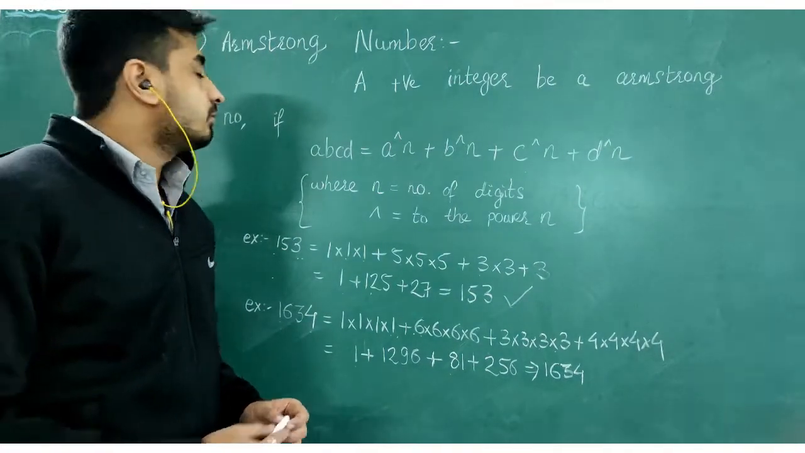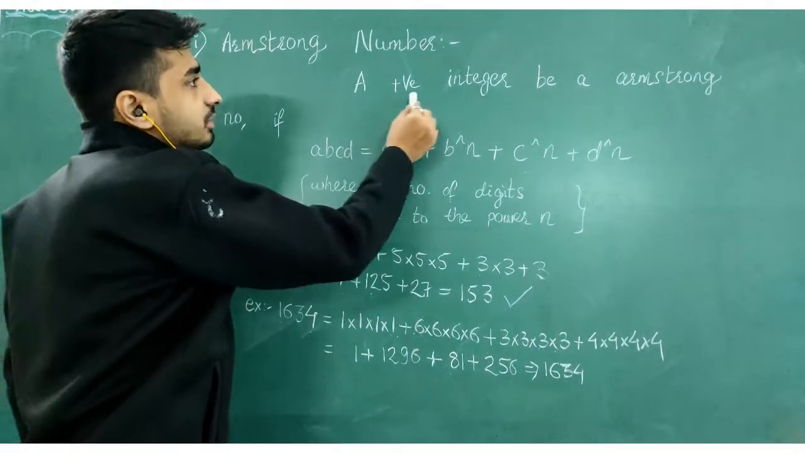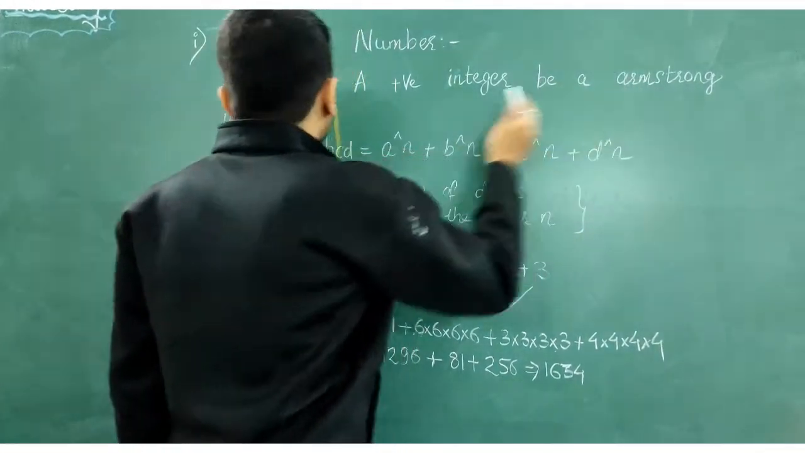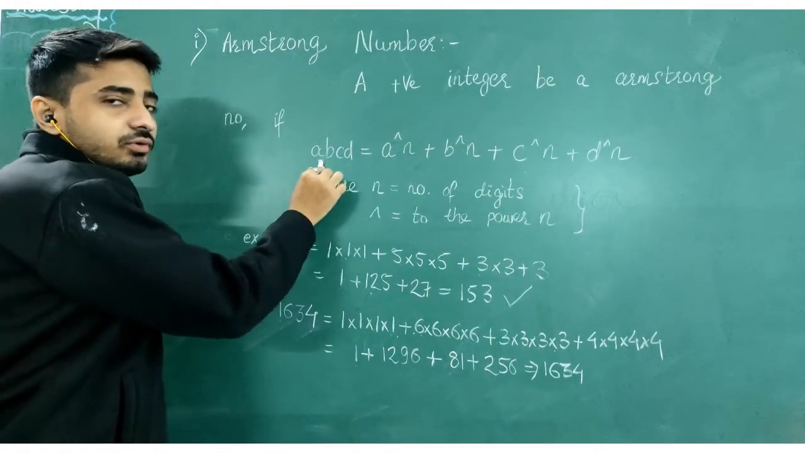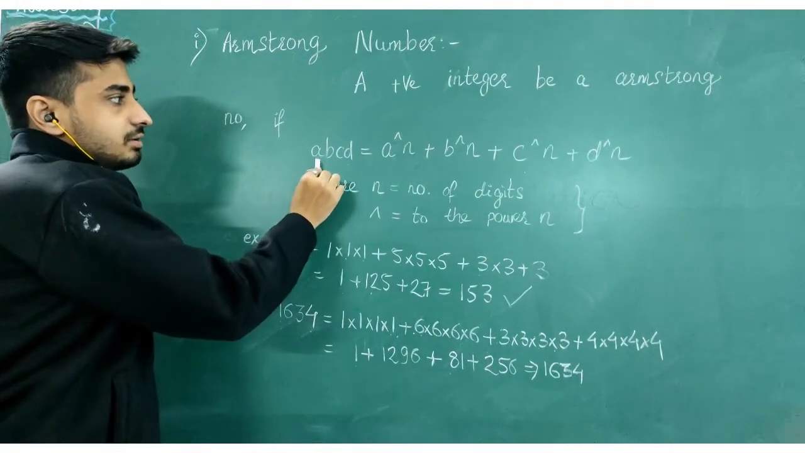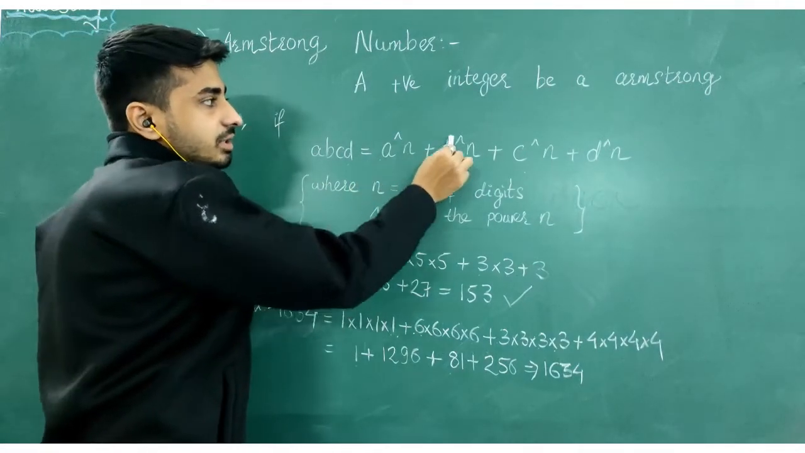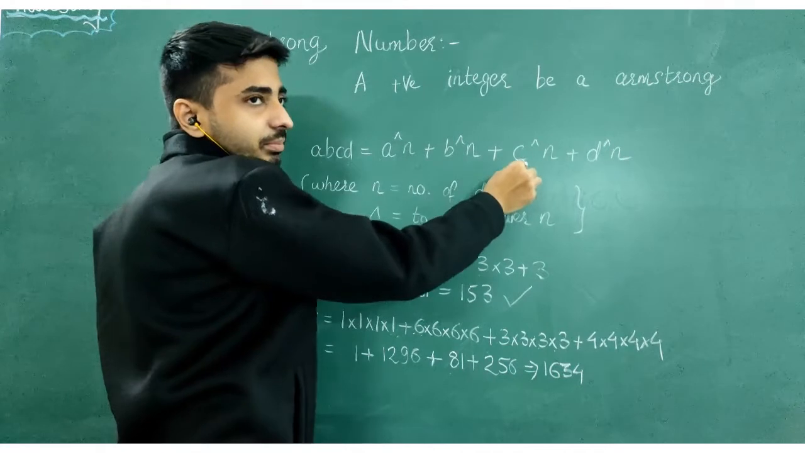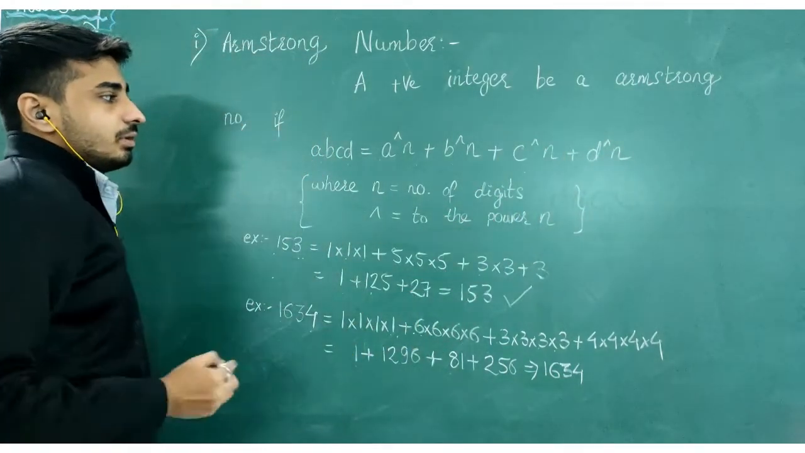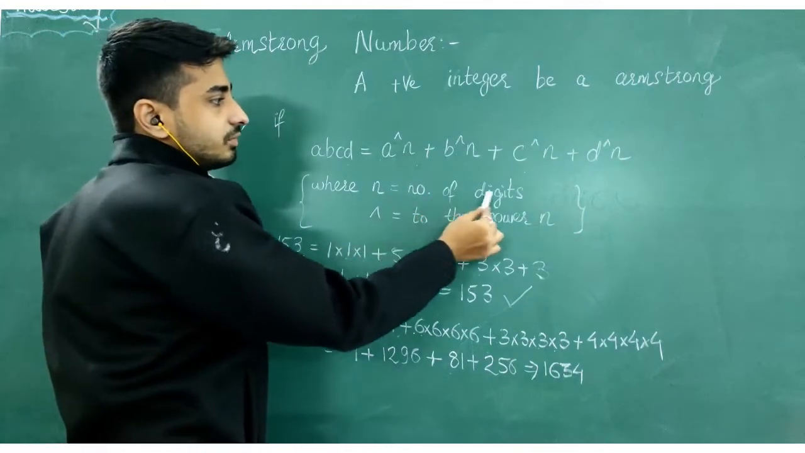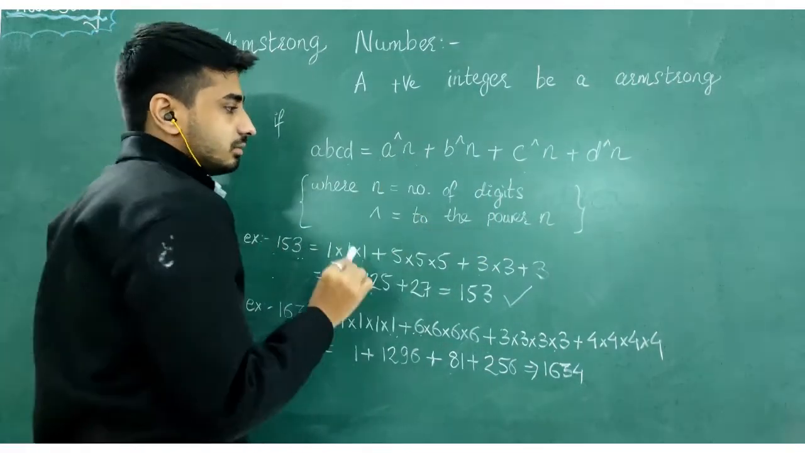Today we are going to deal with Armstrong number. What is an Armstrong number? A positive integer ABCD, a 4-digit number, is an Armstrong number if the sum ABCD is equal to A to the power n plus B to the power n plus C to the power n plus D to the power n. It is a general format where n is equal to the number of digits, where this sign represents to the power, A to the power n.